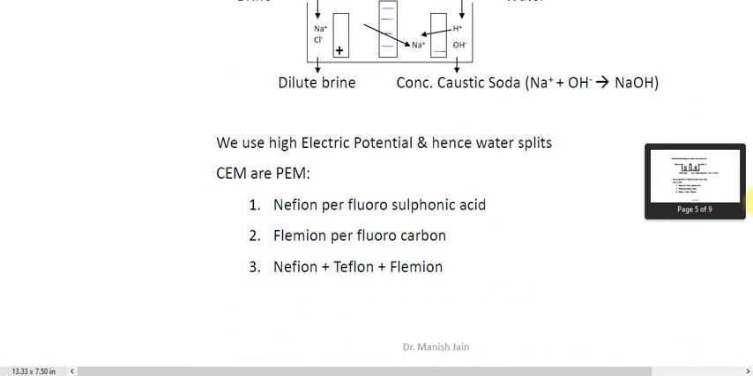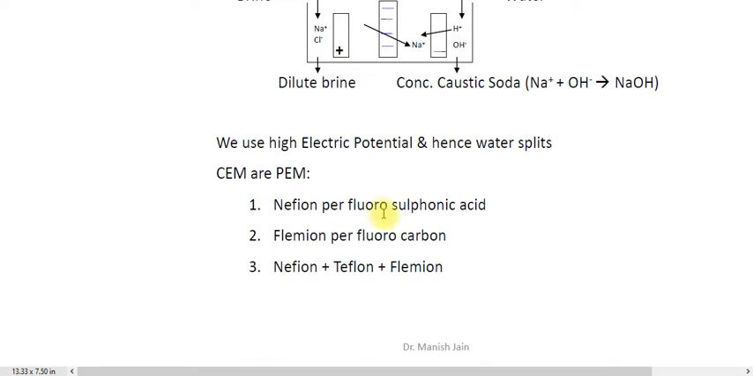Now cation exchange membranes are also called proton exchange membranes. Why? Because they will also exchange the H positive ions. So these are the different types of proton exchange membranes which can be used in this process.